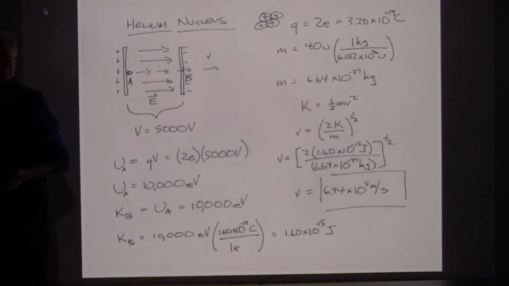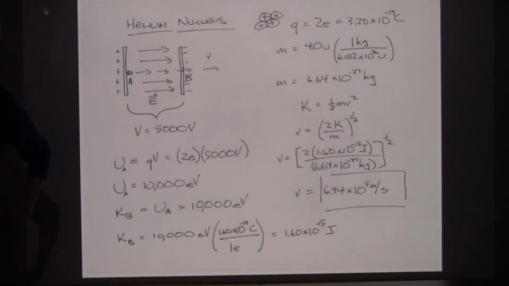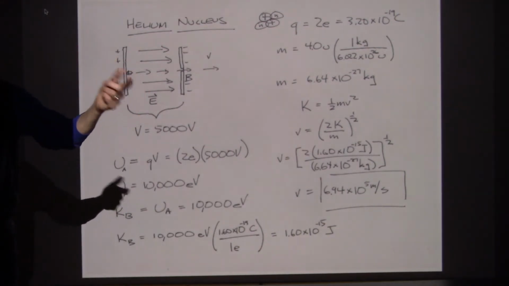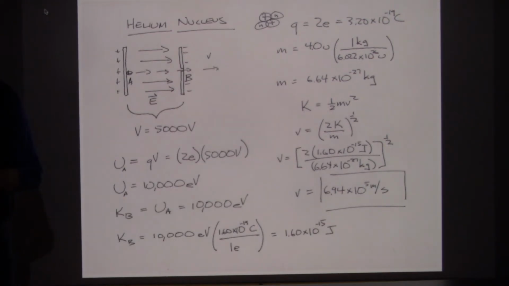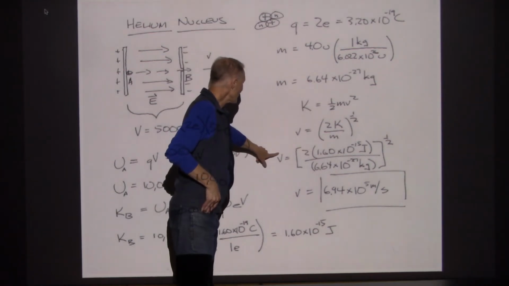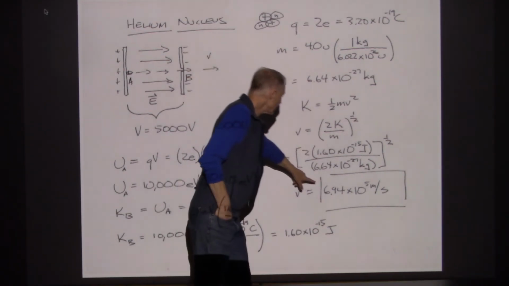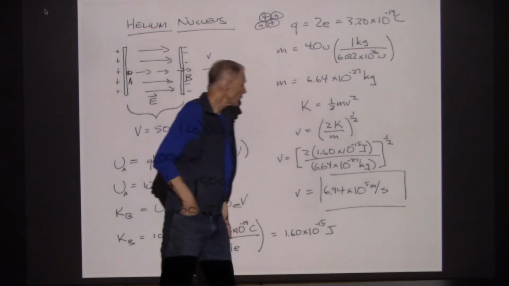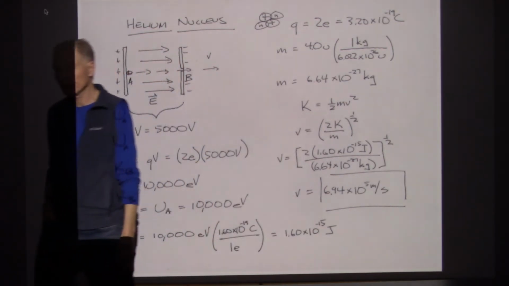So again, this is one of those standard units in, standard units out sorts of calculations. If I'm working with forces or kinetic energies, more likely than not, I really need to convert everything into standard units so that I can just get standard units coming back out. And the speed that we got for this helium nucleus is 6.94 × 10^5 meters per second.